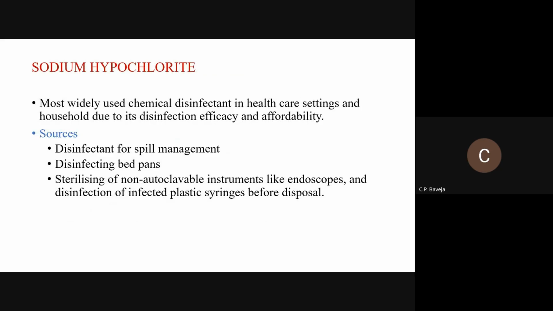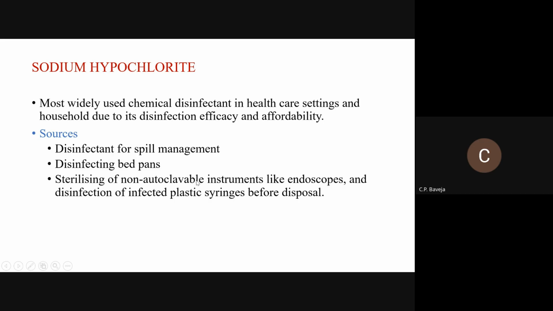Then sodium hypochlorite, which is used in HIV laboratories for disinfection, is the most widely used chemical disinfectant in healthcare settings and households due to its disinfection efficacy and affordability. Sources: disinfectant for spill management. If a spill occurs in the hospital, this is used to disinfect that area. Bedpans in the hospital can also be disinfected by this.